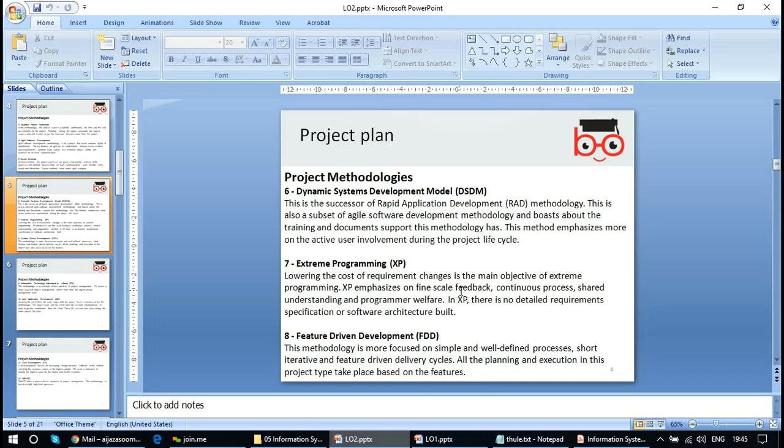But what happens is that opportunity is in other software development models. Those models don't allow the developers to take their own directions. However, in extreme programming, it says let them do it for their welfare, for their understanding, for their shared understanding.